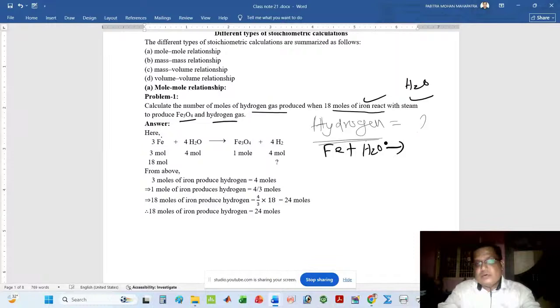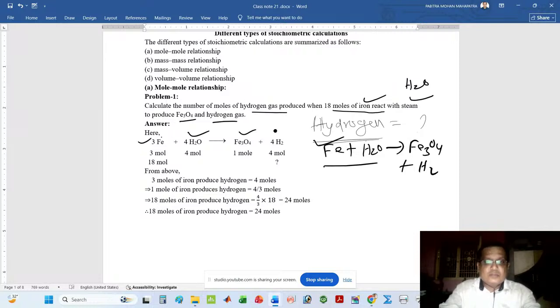Fe3O4, and another is the hydrogen. If I balance this equation, I get 3Fe plus 4H2O gives Fe3O4 plus 4H2. After balancing the equation, it is very easy to write the relation. Look at that, this relation can be written by using the coefficient.